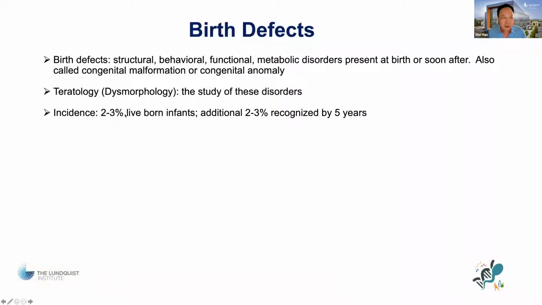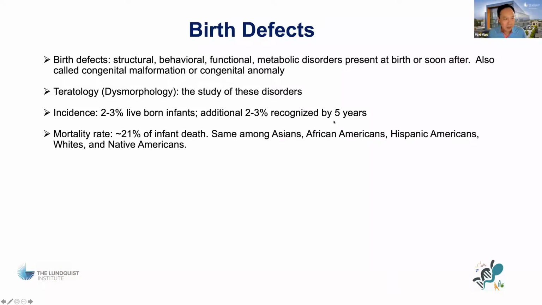So how about incidence? The incidence of birth defects is about 2 to 3% of all live-born infants, and these are the defects that can be recognized at birth. An additional 2 to 3% you cannot recognize at birth, because those defects are subtle, but you can find them within 5 years after birth. In terms of mortality, birth defects account for 21% of infant deaths. And there are no ethnic differences.